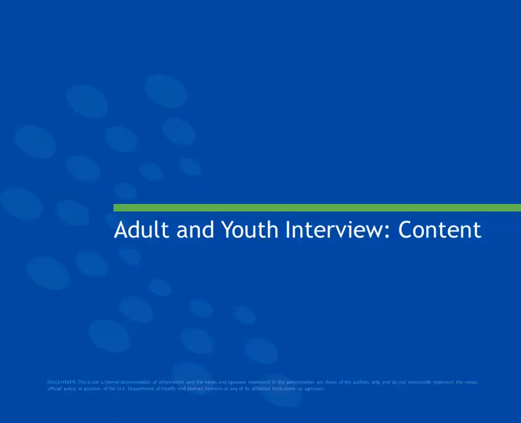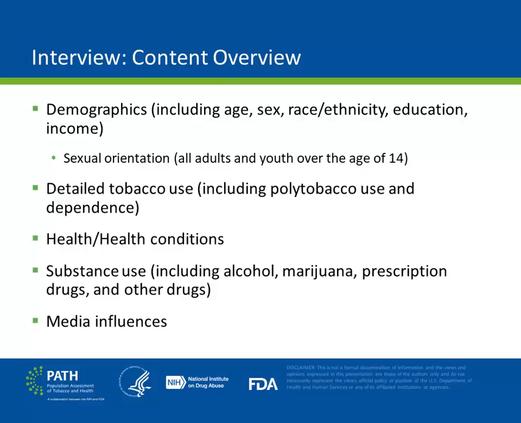Next, we will review the content of the adult and youth interviews. The adult and youth interviews are very similar, but we will highlight the differences in content as we move through the different areas. Both the adult and youth interviews collect information on demographics such as age, sex, education, race and ethnicity, income or allowance, and sexual attraction. All adults are asked about sexual orientation, while only youth over the age of 14 are asked about sexual orientation.